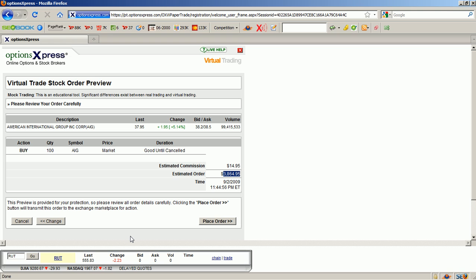Once you place your order, if the market's open, then it'll be executed pretty quickly, and the order is good until you cancel it. If I place the order now when the market is closed, obviously they're going to wait until the market opens.